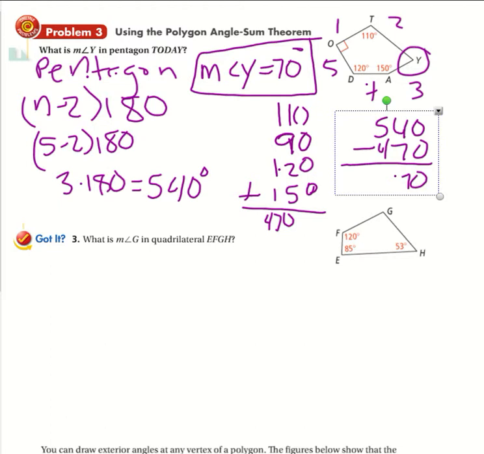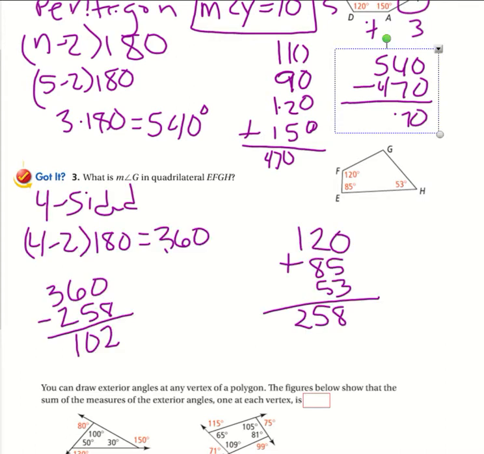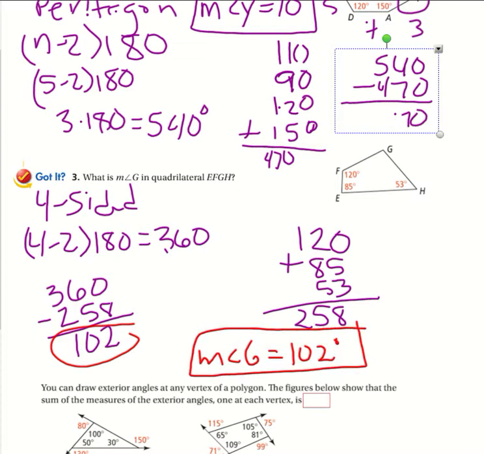So in this Got It section, it's the same concept. You're going to find the measure of angle G in EFG. So pause the video now and do that. 102 for your answer. So the measure of angle G equals 102 degrees. Check my work, see if it agrees.